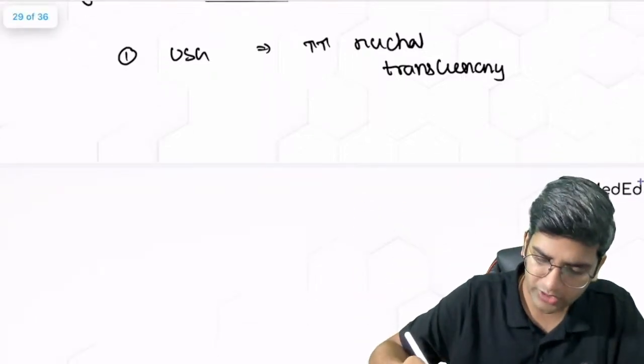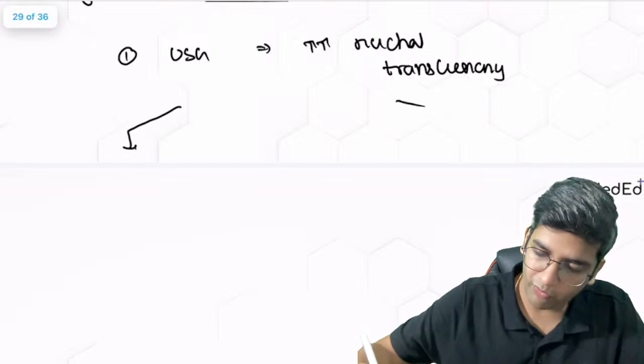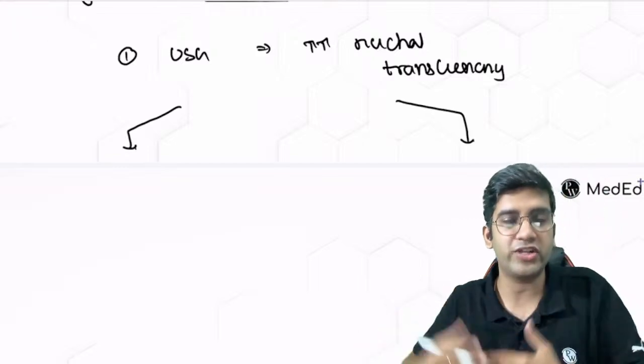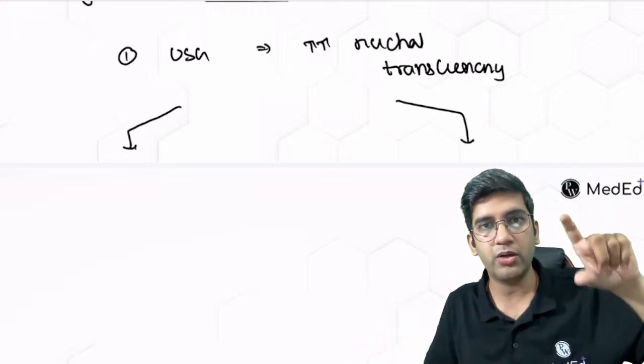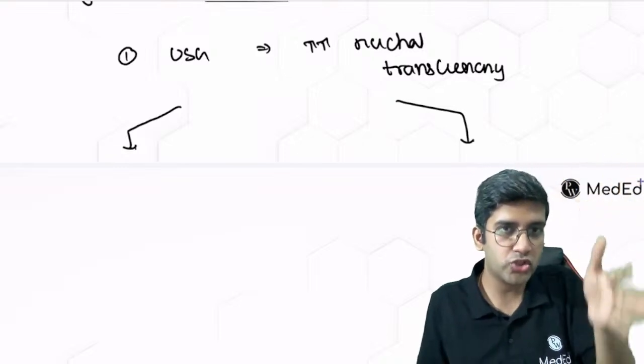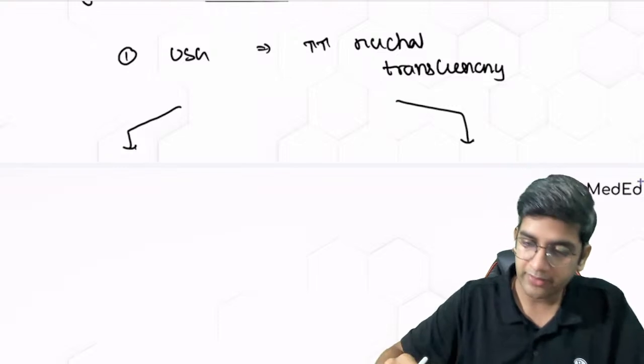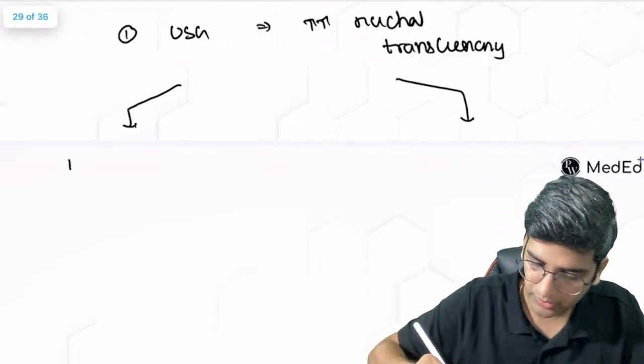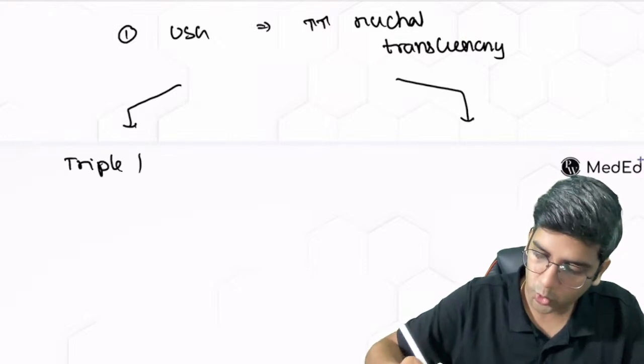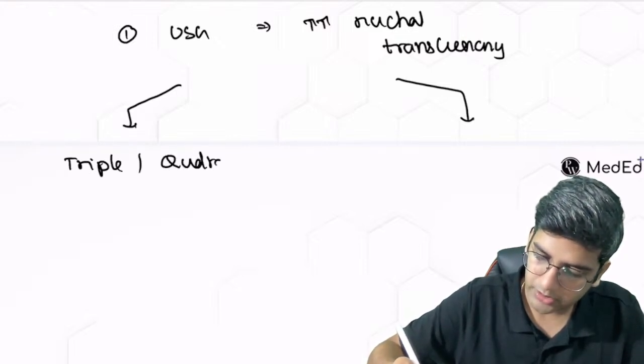So once I have increased nuchal translucency, I have two ways of going forward to the diagnosis. The most commonly approved one I'm going to write on the left. The recent update I'm going to write on the right. Then you have the tests, okay? Your triple test, your quadruple test, everything.